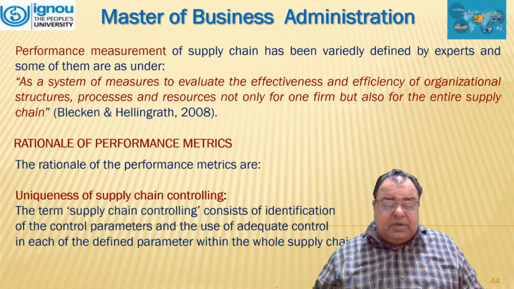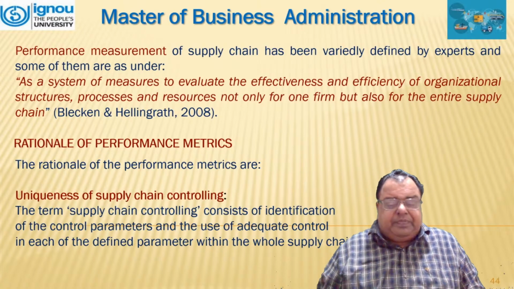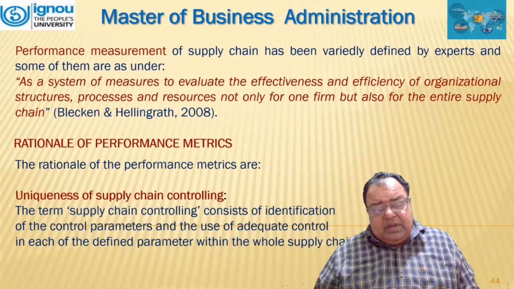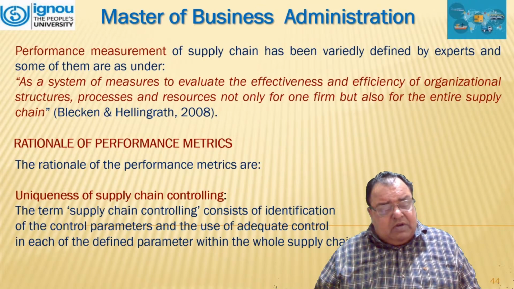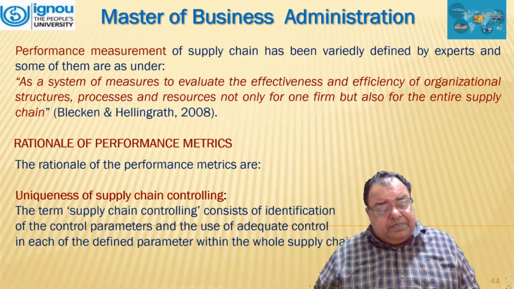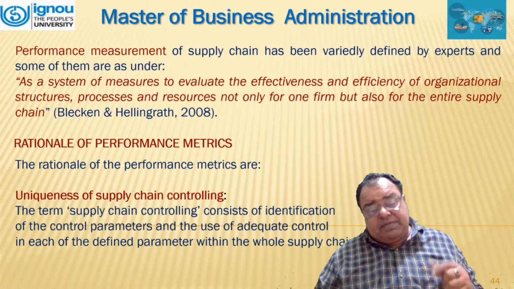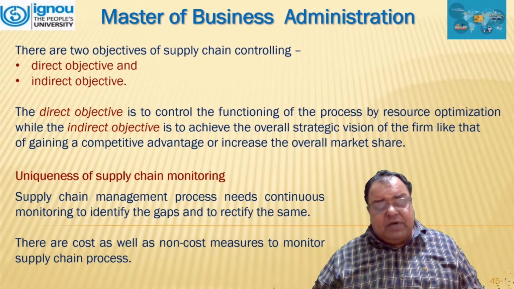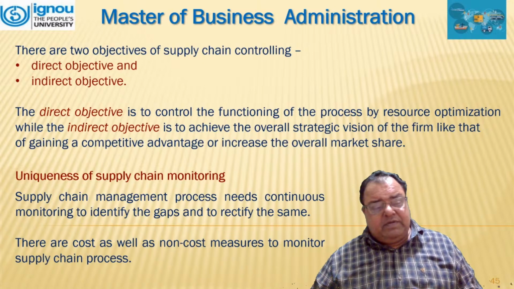The rationale of performance metrics are: number one, uniqueness of supply chain controlling. The term supply chain controlling consists of identification of the control parameters and the use of adequate control in each of the defined parameters within the whole supply chain. There are two objectives of supply chain controlling. First one is direct objective and second one is indirect objective.